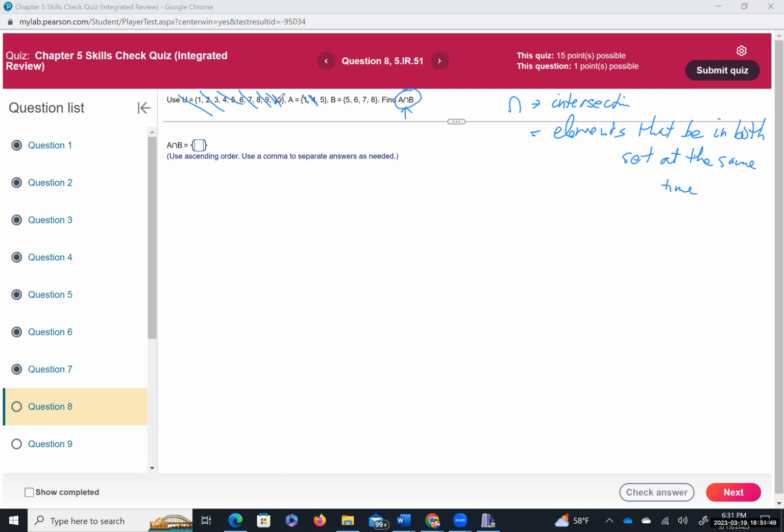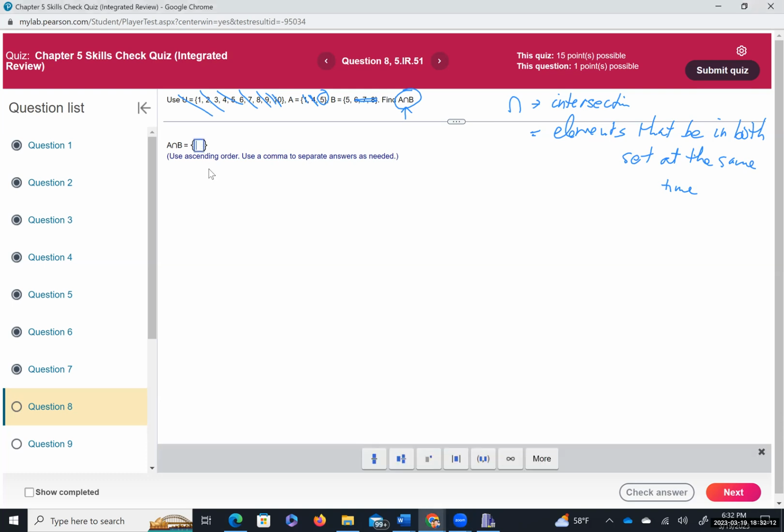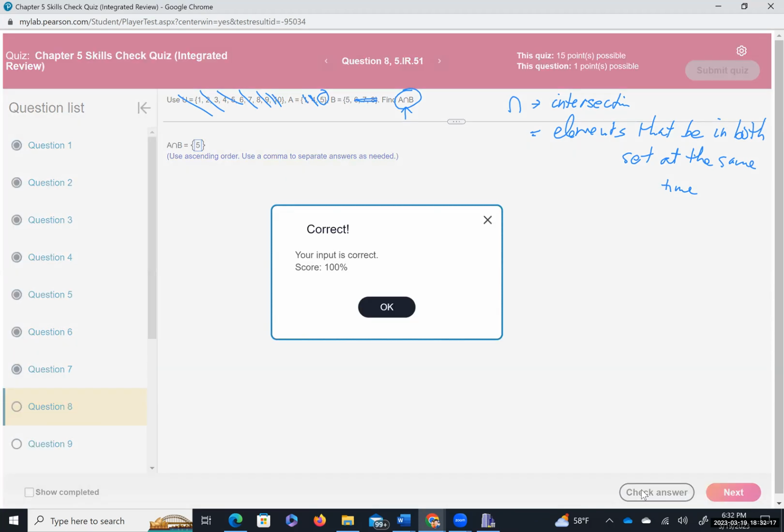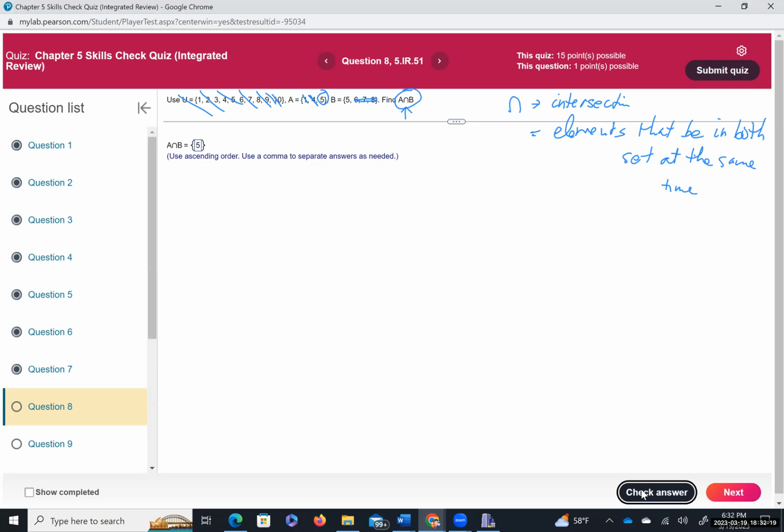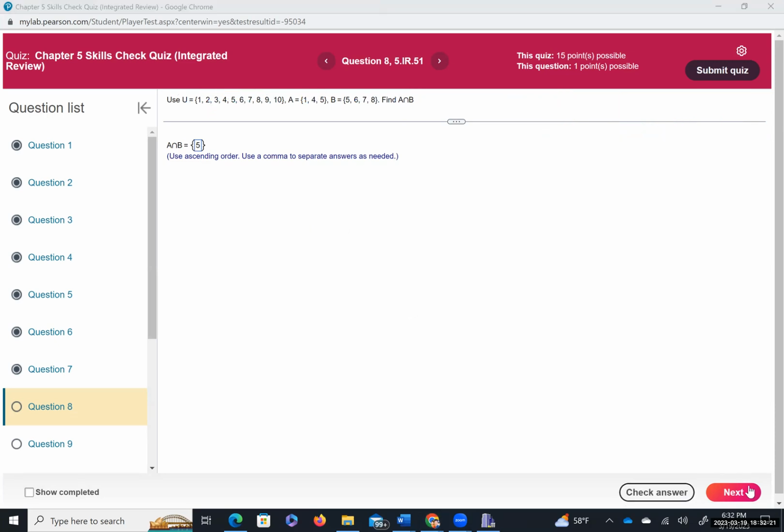A has number 5. B has number 5. Then that should be an element in the intersection set, right? And for some other elements in B, you don't care about that because they aren't in A. So the intersection set has only 5. We check the answer. Here we go.